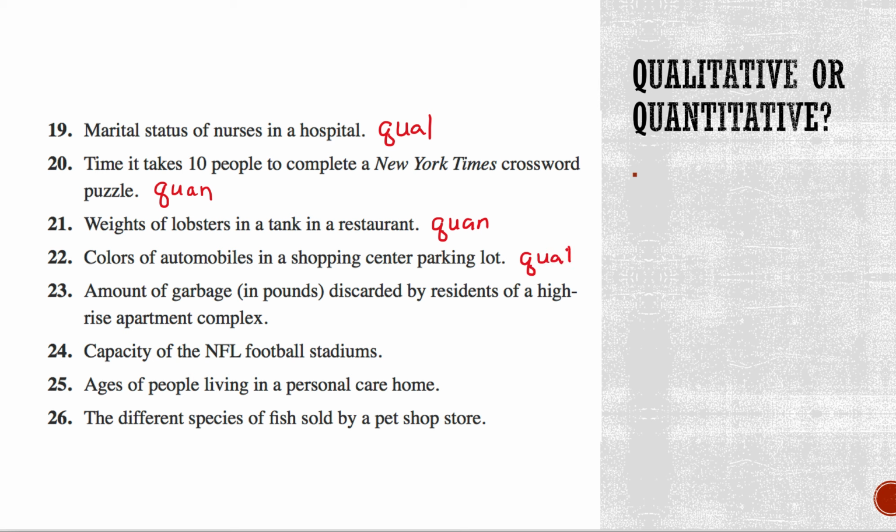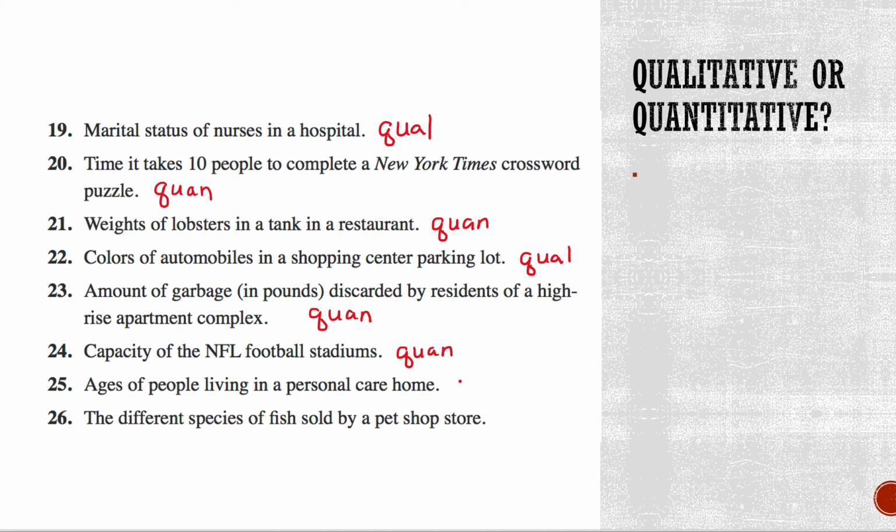Amount of garbage in pounds. Okay, how many pounds? That would be a number, that would be quantitative. Capacity of the NFL football stadiums, that is how many people can sit in the stadium. That would be a number, so that would be quantitative.